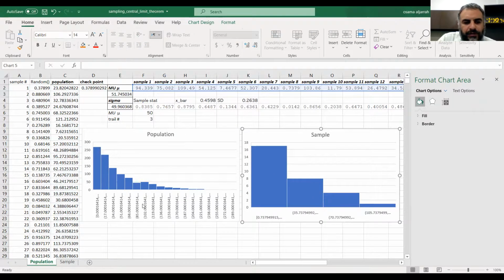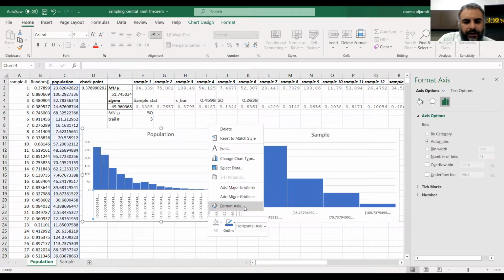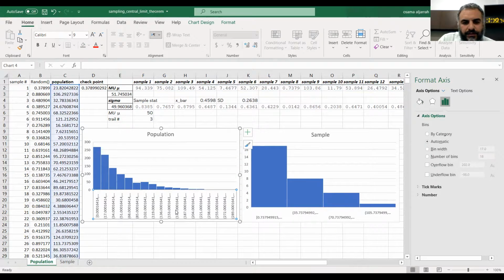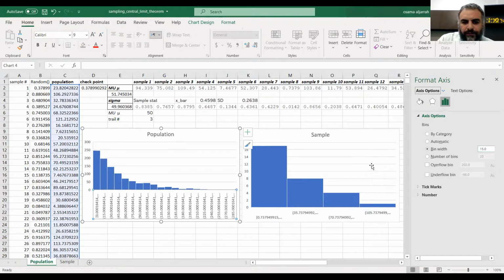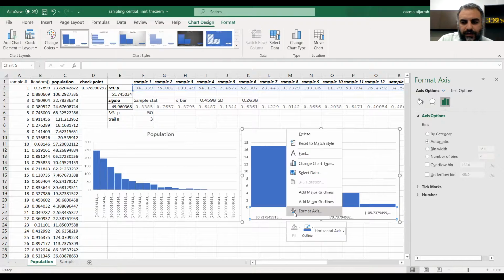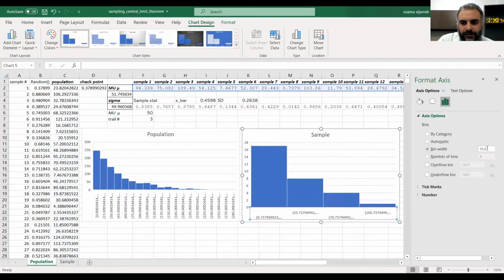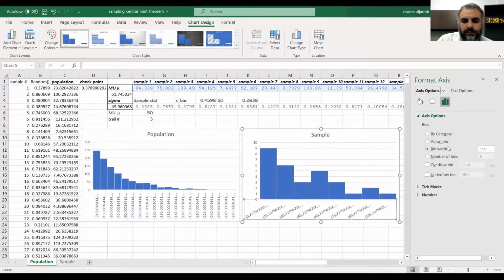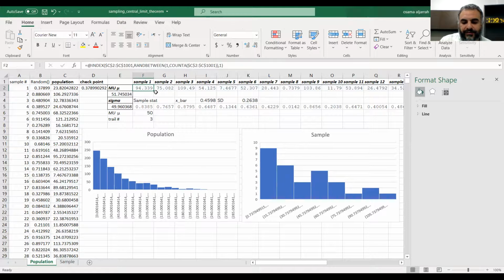So if you want to make this identical, you can play around with the axis. So you can go to the axis over here, format the axis. So let's say I need the width of the bins to be similar. So I want it to be, let's say, 15. And for this one also, I need to have similar information. So the bin width is 15. So you can see there is some resemblance. Of course, this is a 30 data setup, so no way it can be the same.